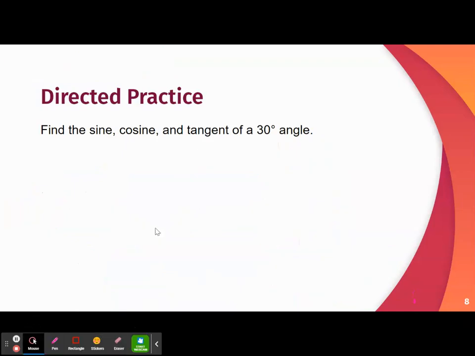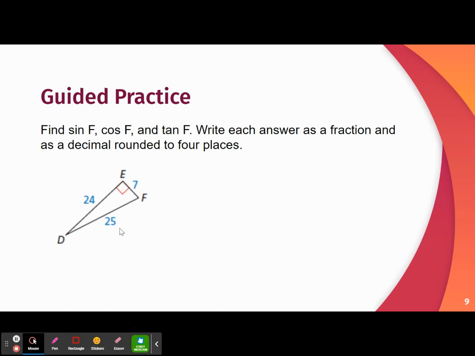Okay, so first thing I need you to do before you do your work with your partner is fill in the missing numbers, 24, 25, and 7. And notice this time it's find the sine, cosine, and tangent of angle F. Okay, so your opposite and adjacent side are going to change depending on looking at angle F. All right, so you get to pick your partner, only 2 people per table. So go ahead and pick your partner and move over to your partner and work it out together.